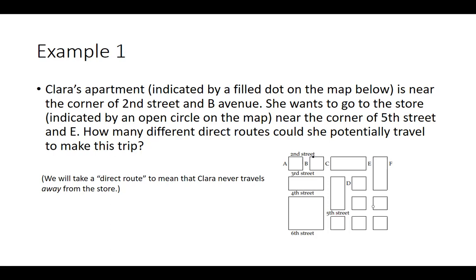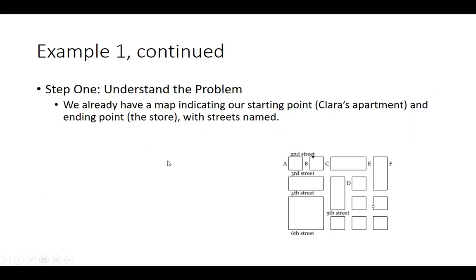We'll take a direct route to mean that Clara never travels away from the store. In other words, all of her movements are headed in the direction of the store, never backtracking. Step 1, understand the problem. We already have a map indicating our starting point, Clara's apartment, and ending point, the store, with streets named.